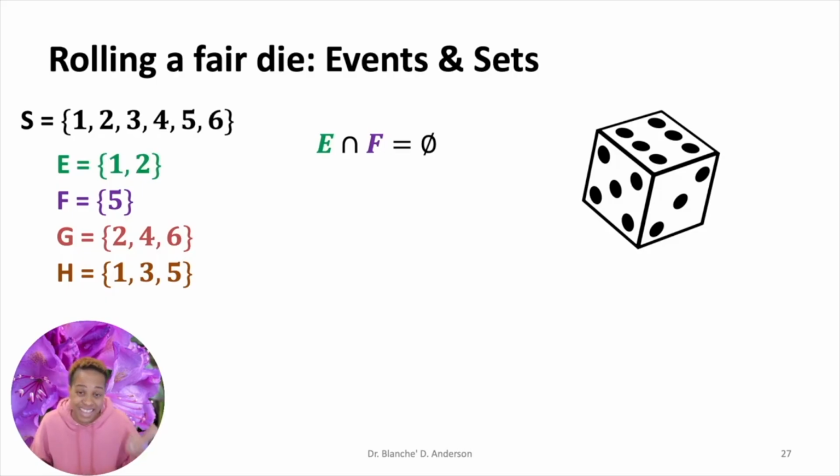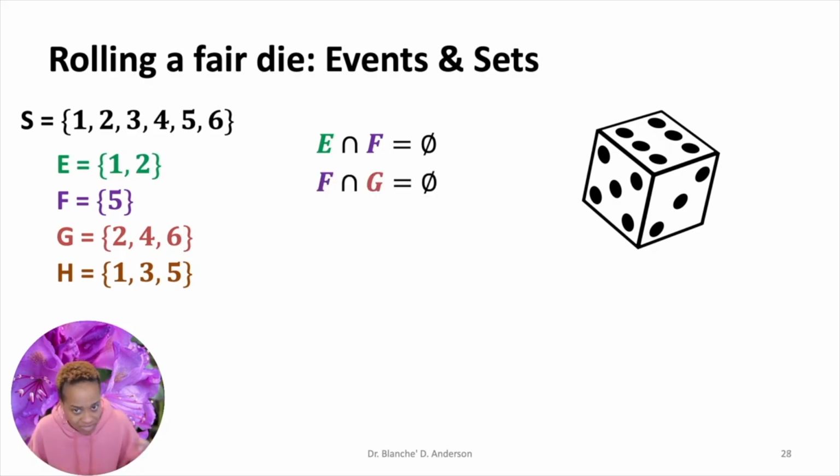Why? Because set E is the event that you roll a 1 or a 2, and set F is the event that you roll a 5. They don't have anything in common. You either roll a 1 or a 2 or you roll a 5. So that's why this is equal to the null set. These two sets would be disjoint because they don't have anything in common.